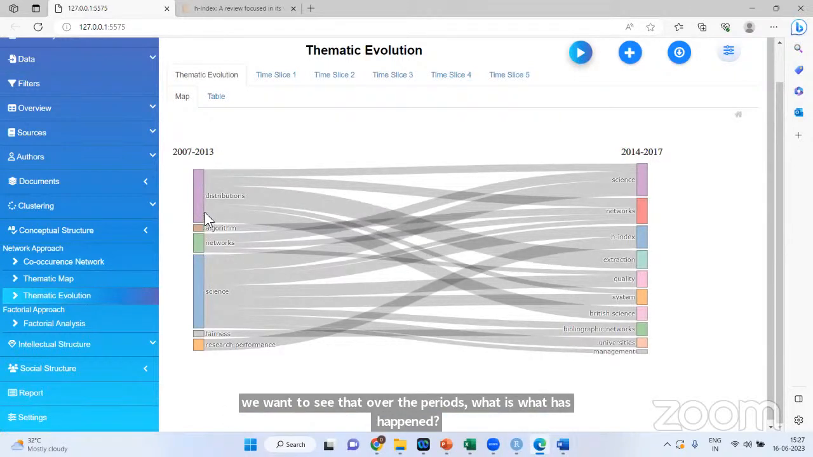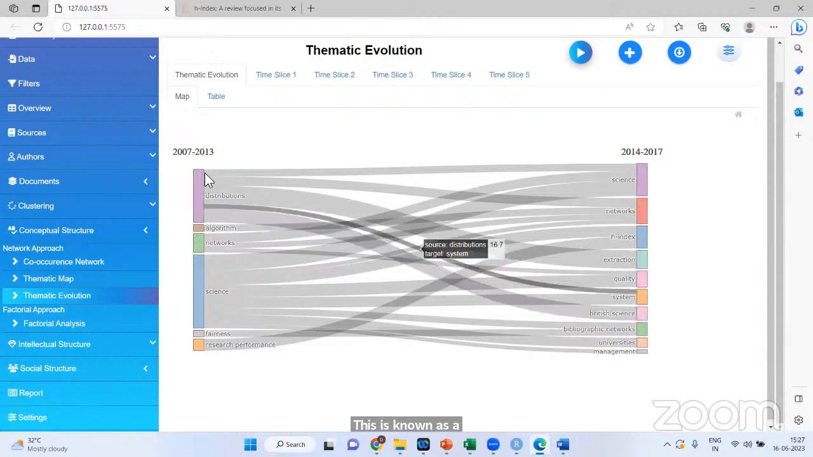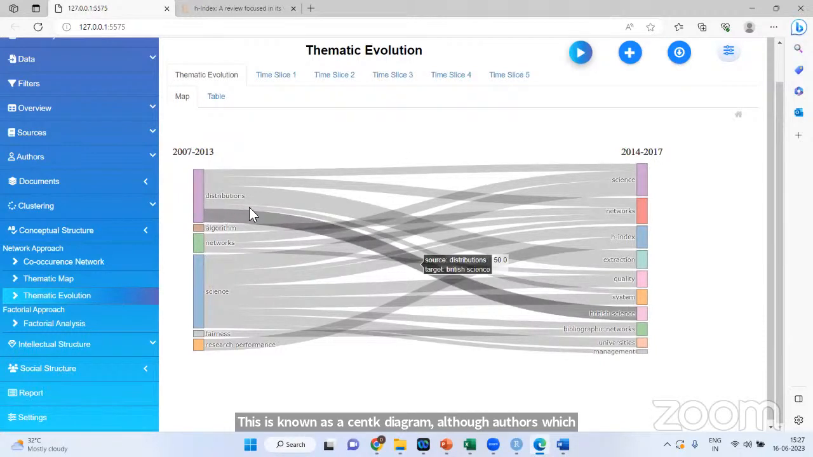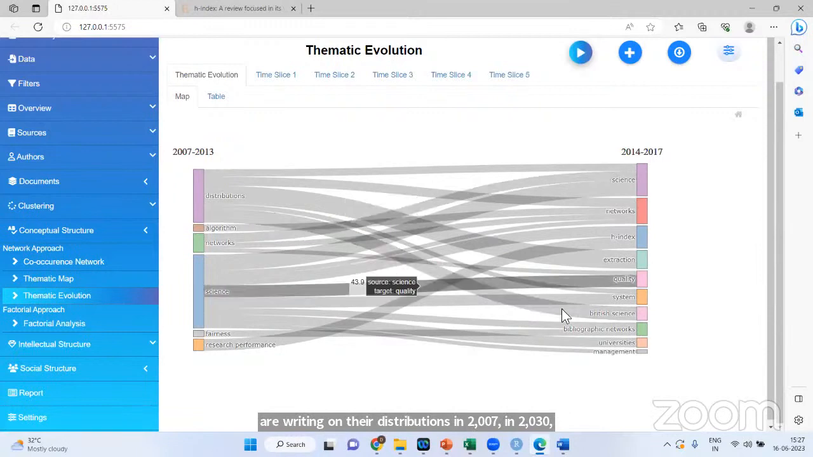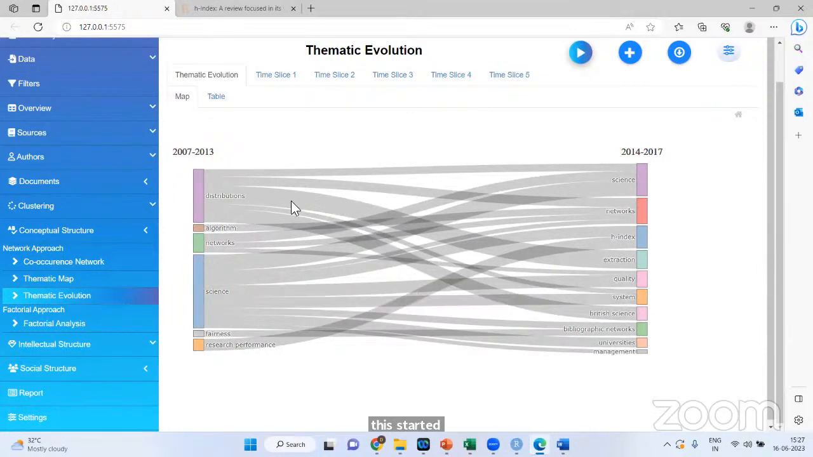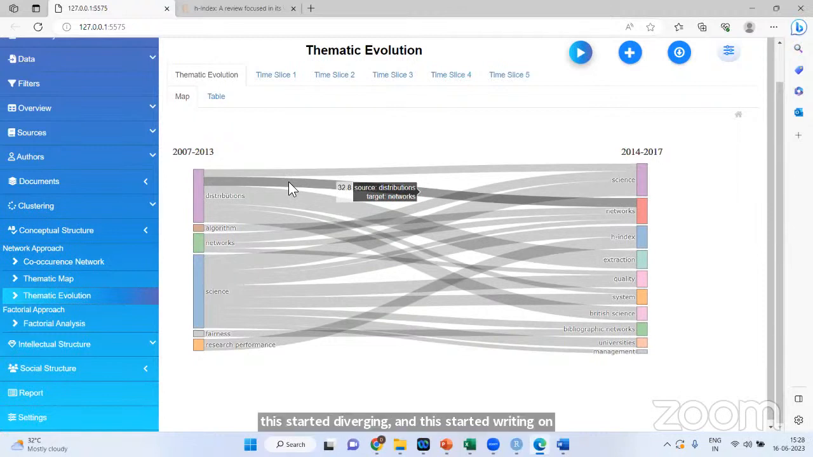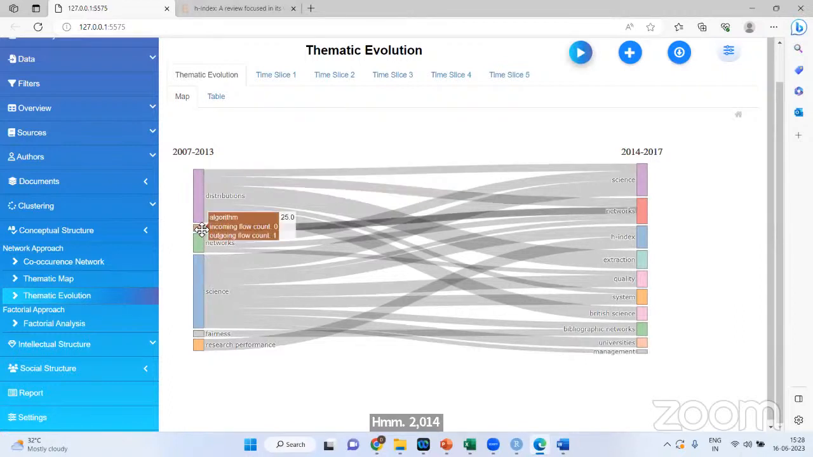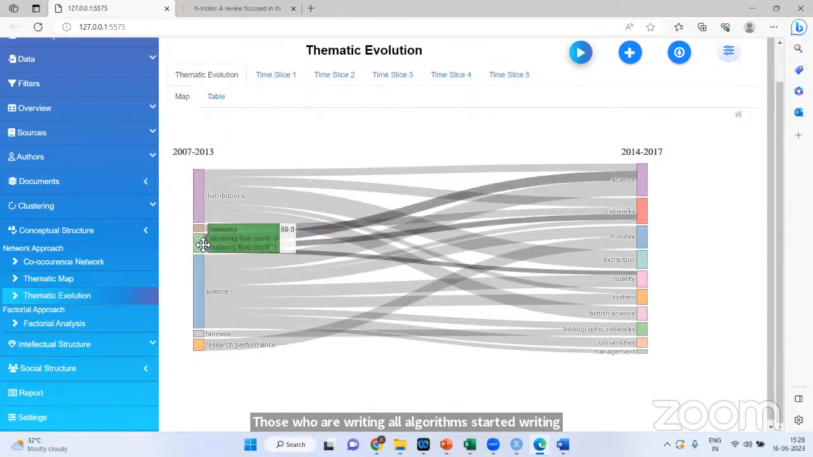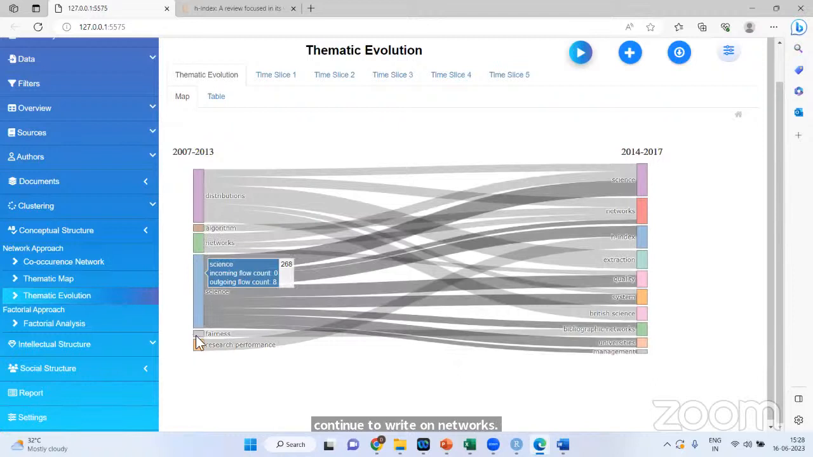Now the authors who were writing on distributions in 2007 to 2013 started diverging and started writing on other topics. See, these are the areas where things started diverging. In 2014 to 17, there was a shift in writing pattern. Those who were writing on algorithms started writing on networks. Networks, they still continue to write on networks, science, fairness.